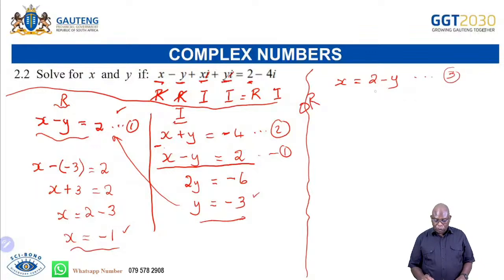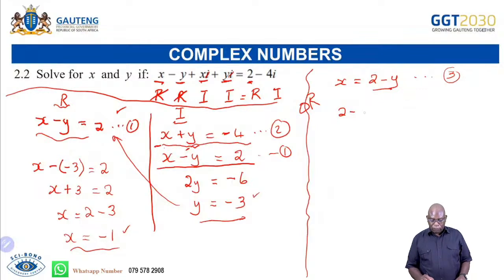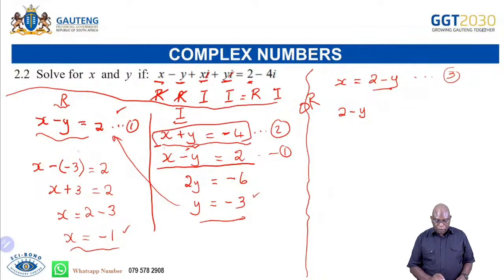Then I can substitute this one, 2 minus y, into that equation here. Let's see which equation am I substituting? So it's x minus 2, so there will be 2 plus y, sorry. So I'm going to have 2 plus y equals negative 4. Then I'll have 2y equals negative 6.